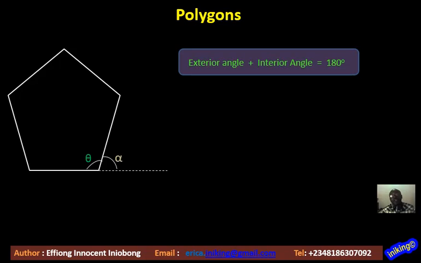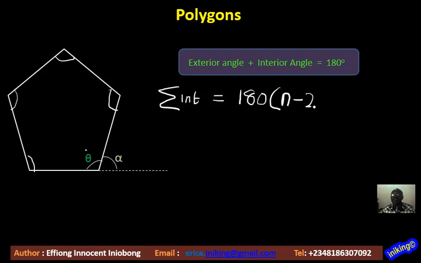Our next objective is, how do I obtain the value of the sum of all the interior angles? I take this angle, I take the other interior angle, I take this and there, including my theta. What will be the sum? We have an expression for that. The sum of the interior angles of a polygon is simply obtained by multiplying 180 by the number of sides n minus 2.